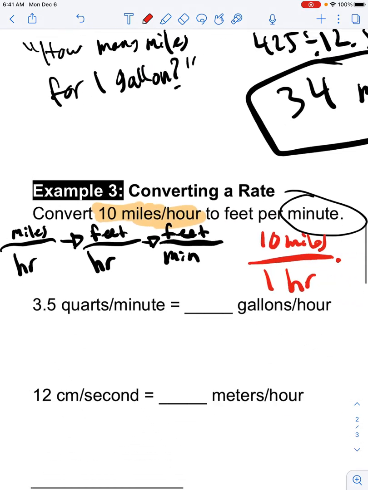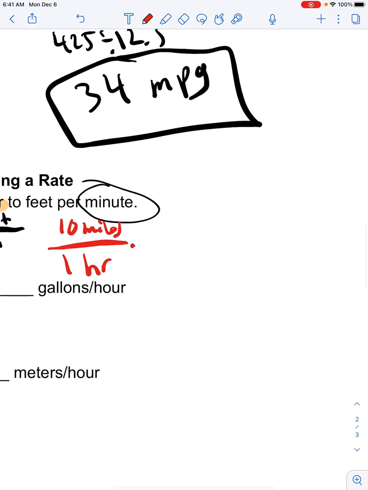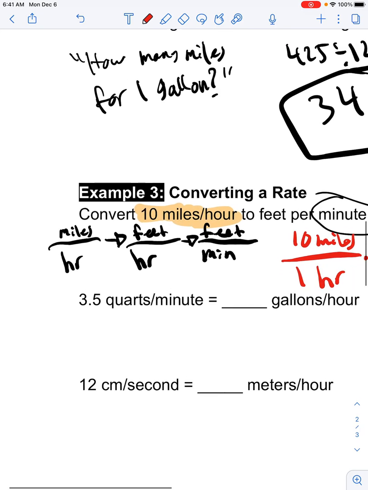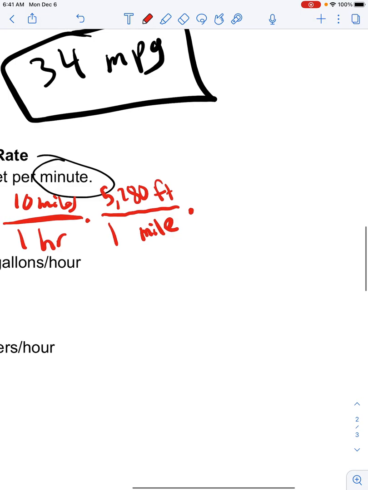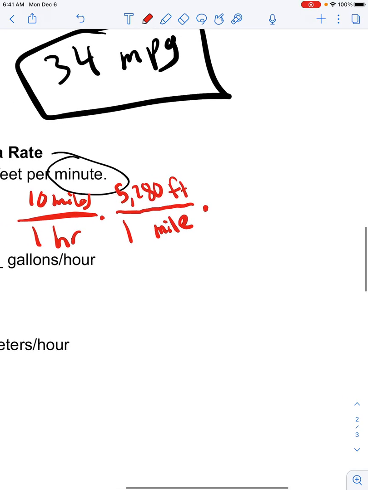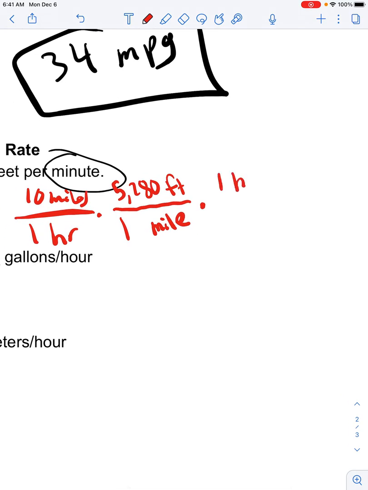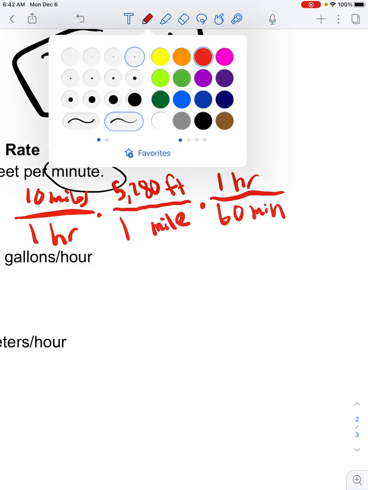And then I said I'm going to turn miles to feet. So again, if I have miles in my numerator to cancel out miles, I'm going to put 1 mile on the bottom. And 1 mile is equivalent to 5,280 feet. And now I said, okay, after I get feet per hour, I want to convert it into feet per minute. So right now I have hour on the bottom, which means I need to put 1 hour on the top. And what's equivalent to 1 hour is 60 minutes.